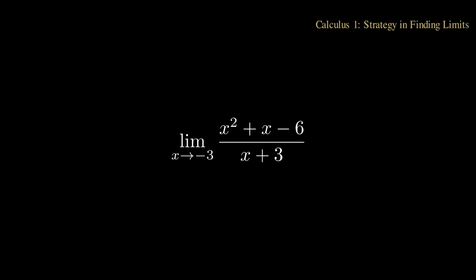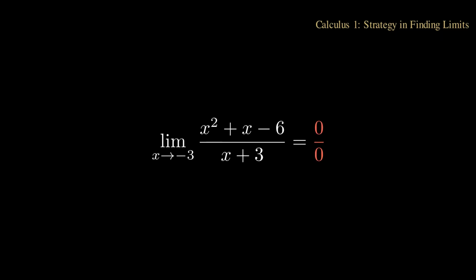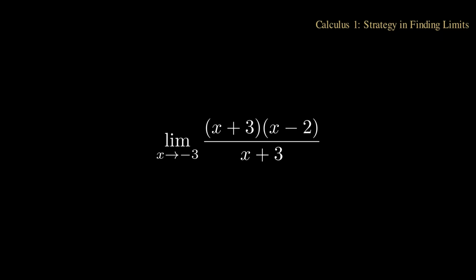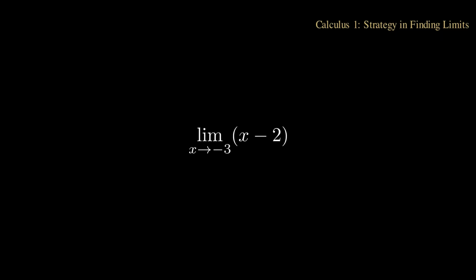Consider the limit as x approaches negative 3 of the fraction x squared plus x minus 6 over x plus 3. Substituting gives 0 over 0. The numerator factors as x plus 3 times x minus 2. The denominator is already x plus 3. The common factor cancels immediately, leaving x minus 2. Substituting negative 3 gives negative 5. That is the limit. Now consider a more subtle version.